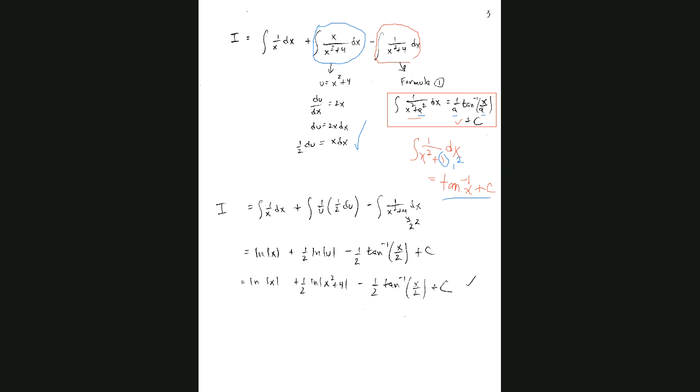But of course, we have the integral of 1 over x squared plus 4. We have a 4 here, not a 1. And 4 is equal to 2 squared. So we need the general formula. This formula here you should memorize.